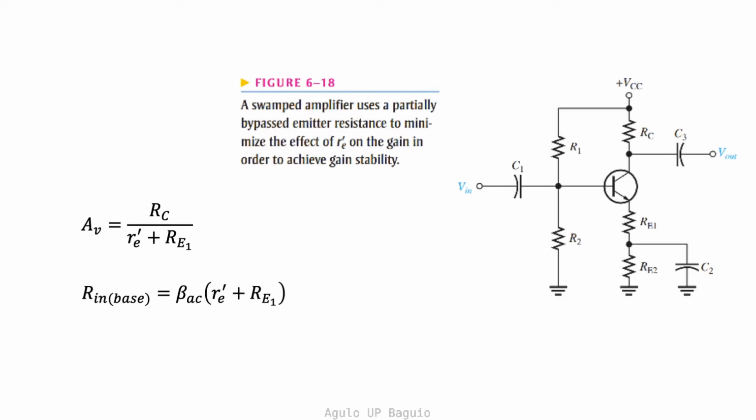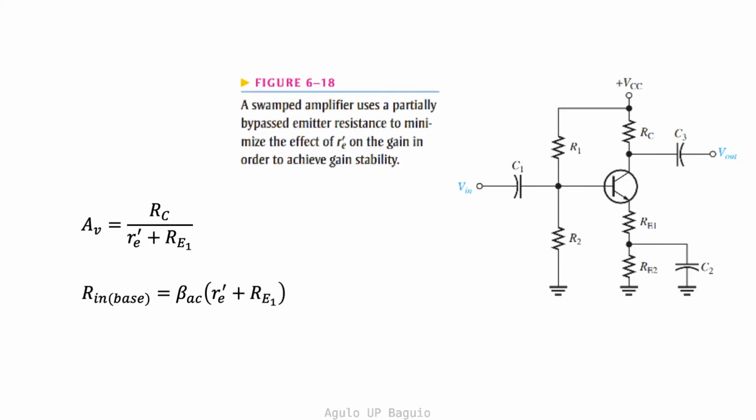This method is called swamping and is used to minimize the effect of the instability of the AC emitter resistance without reducing the voltage gain to its minimum value. The addition of the emitter resistance swamps out the effect of the AC emitter resistance on the voltage gain. Thus, the denominator in the expression for the gain will have an additional term RE1. Typically, RE1 is a few times larger than the expected stable value of the AC emitter resistance.